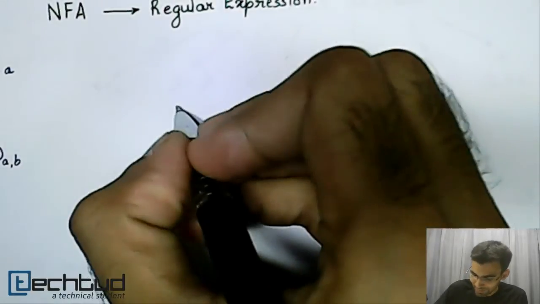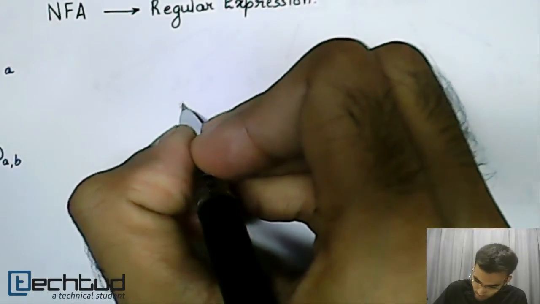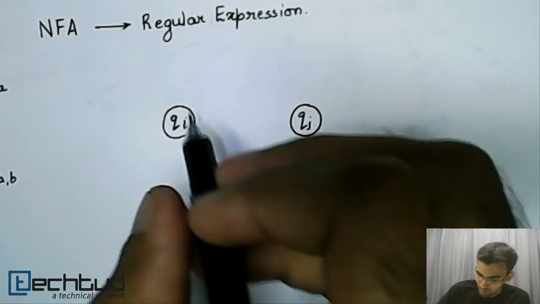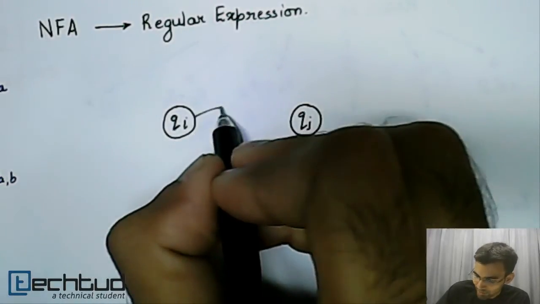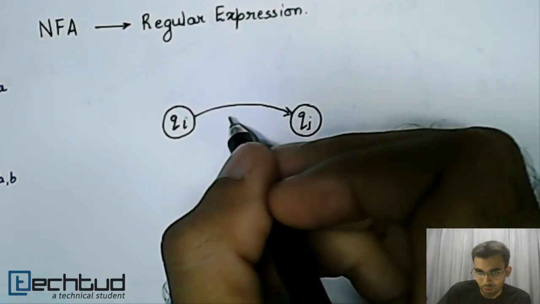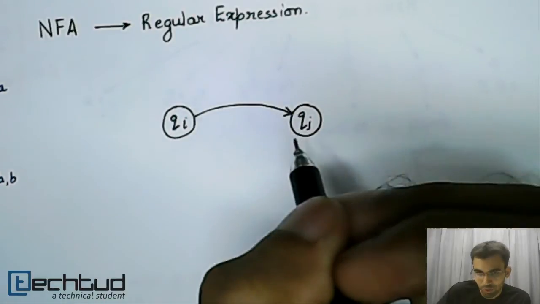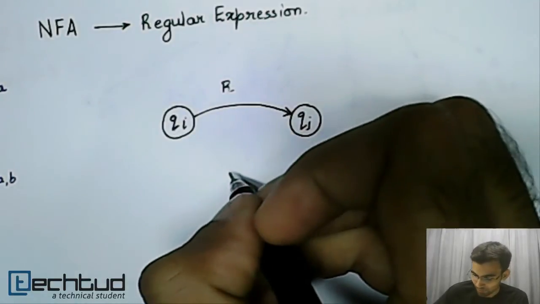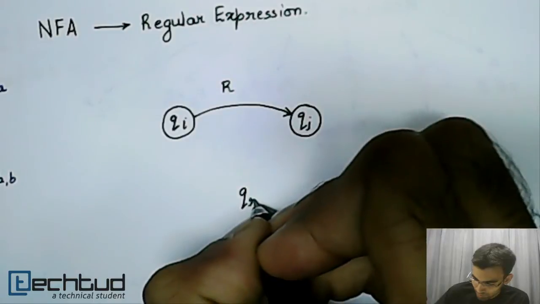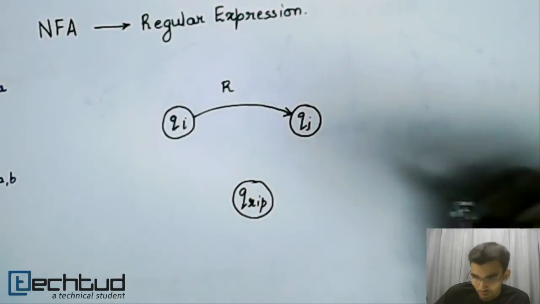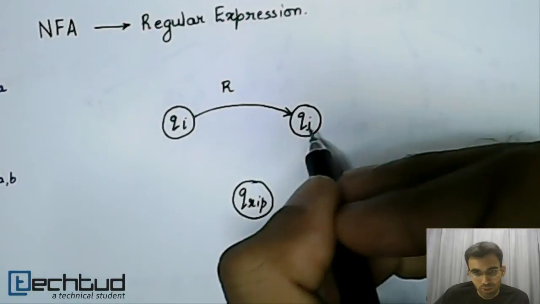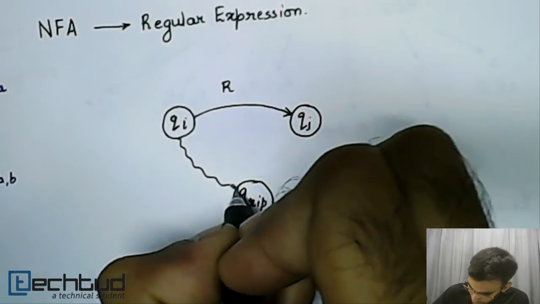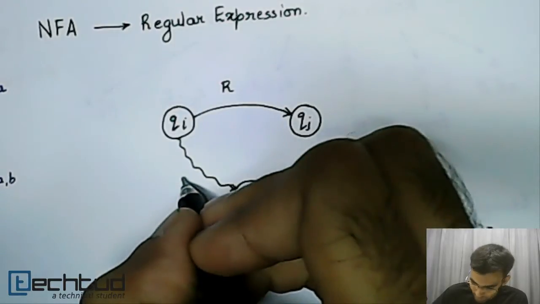For any particular pair of states, let's take Qi and Qj, we have a regular expression that is accepted for paths that go from Qi to Qj. Now, if there is another state Qrip through which you can go to get to Qj, then from Qi to Qrip, similarly, you will have a regular expression that is accepted.